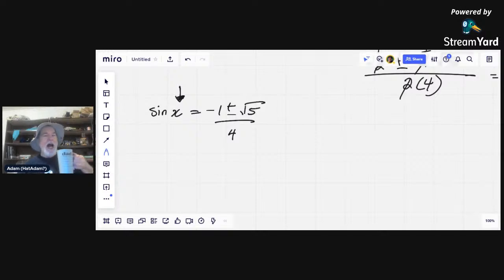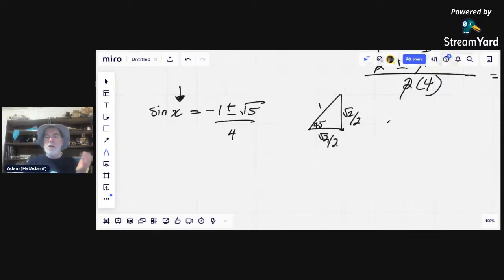And if you've done special triangles in pre-calculus, you've probably done where you get this, for example, that's 45 degrees, and that's square root of 2 over 2, and that's the square root of 2 over 2, and that's 1. And so you go, oh, look, the sine of 45 degrees is equal to square root of 2 over 2. Okay, and then what's the other one that you see here? You get a 30, 60, 90 triangle.